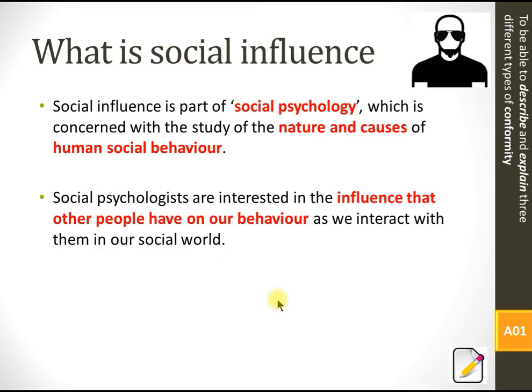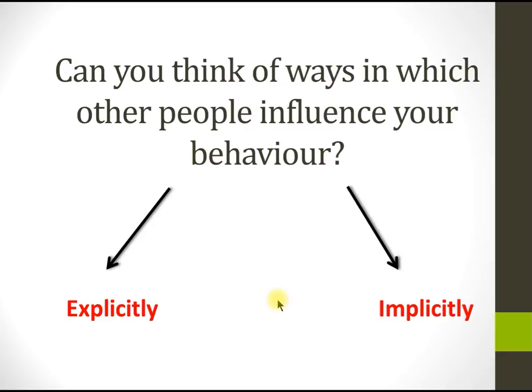What is social influence? Well, it's part of social psychology. It's interested in the nature and causes of human social behavior. Social psychologists are interested in the influence other people have on our behavior. And there's a link here to a topic we'll look at later, which is called behavioral economics, which is very much interested in how behavior is shaped by, for example, advertising and things like that.